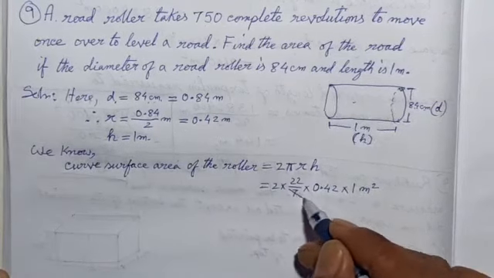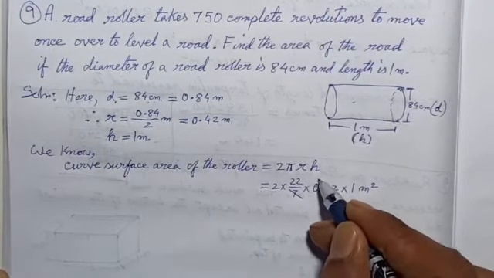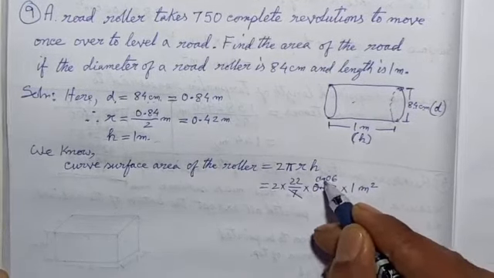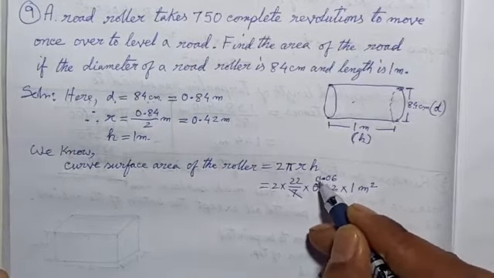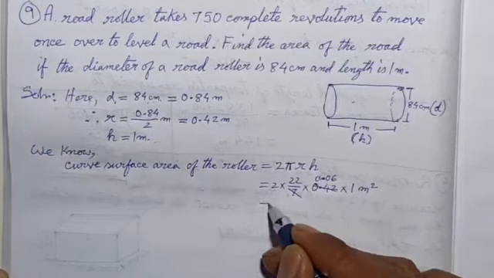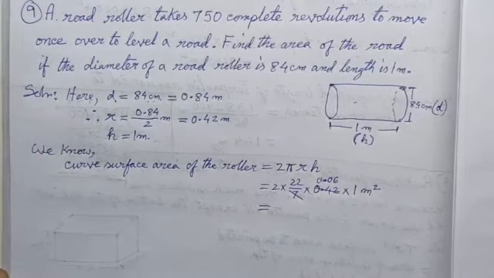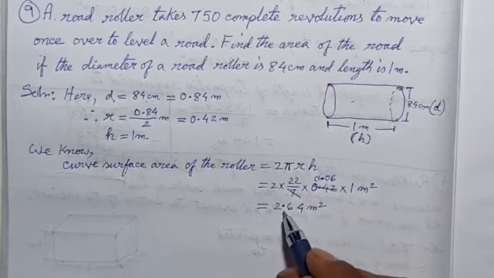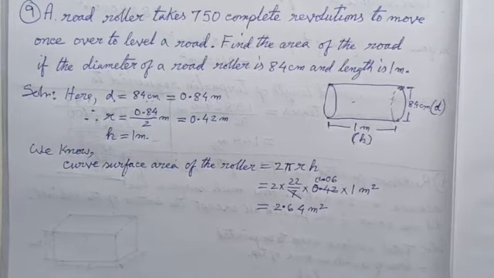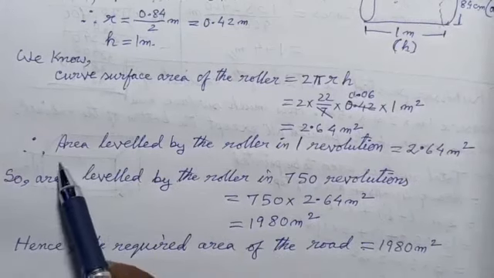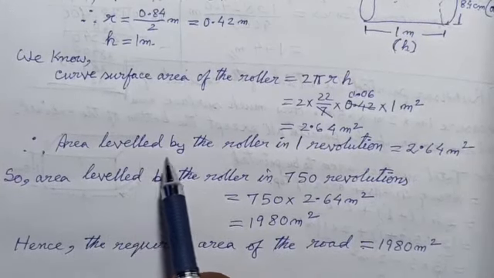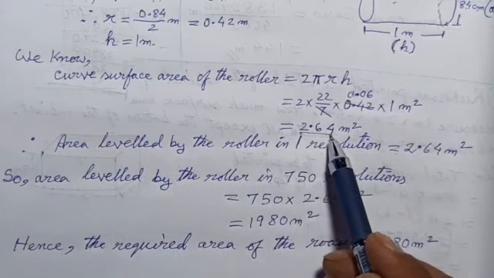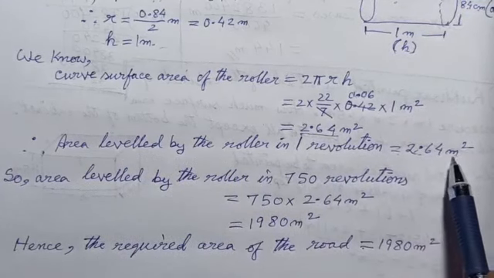Now 7 can divide this. 7 6 times is 42. We will get this 0.06. Now let us multiply this. If we multiply 2 into 22 into 0.06, we are getting this 2.64. Therefore, the area leveled by the roller in one revolution is 2.64 meters square.